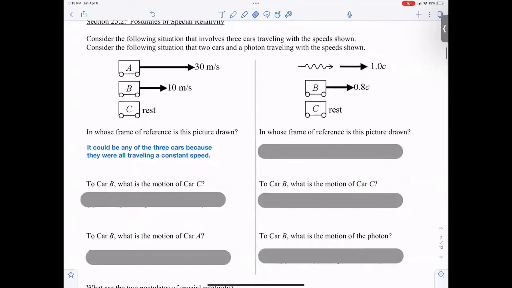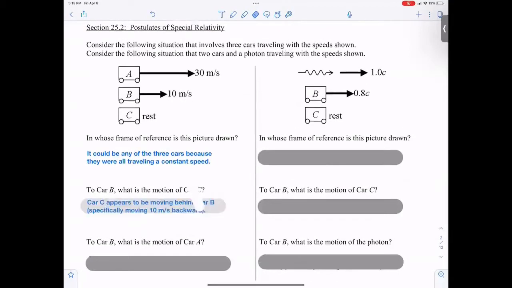To car B, what is the motion of car C? Well, car C appears to be moving 10 meters per second backwards, because car C is at rest and car B is moving forward. So from the perspective of somebody in car B, car C looks like it's going backwards at 10 meters per second. To car B, what is the motion of car A? Well, car A is moving 20 meters per second faster than car B. Therefore, car A would be viewed as moving 20 meters per second forward, or in front of car B.